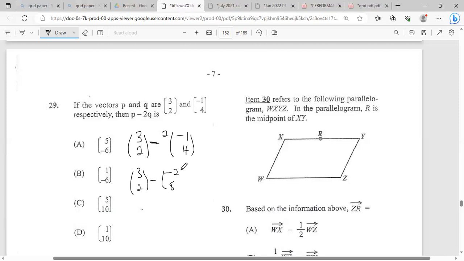It doesn't change the answer, right? So we have 3 minus minus 2, and then 2 minus 8. This becomes a plus. So it's going to be 3 plus 2, which is 5. And then 2 minus 8, which is negative 6. So we're halfway there now, halfway there, guys. Let's take a little break. All right, let's go now.